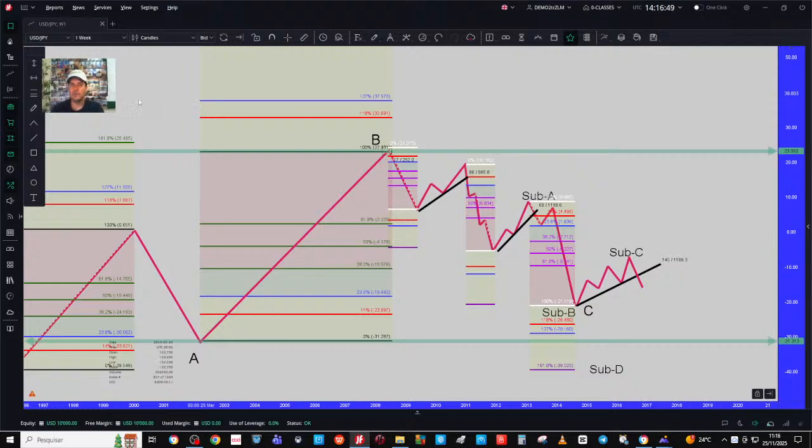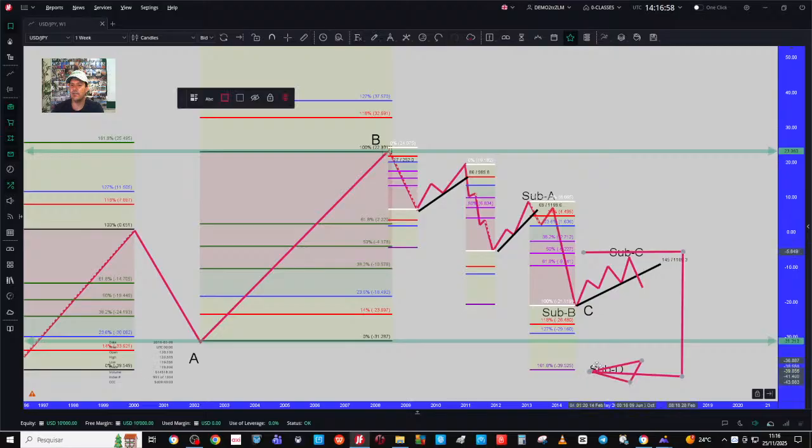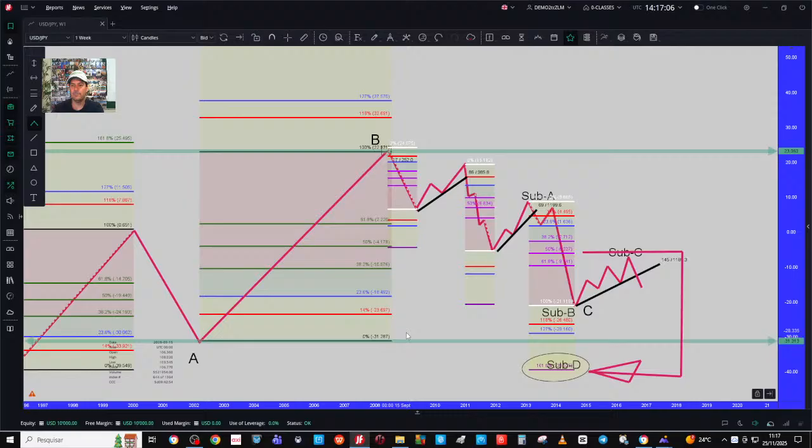If violet goes to violet, everybody, for the market to hit the sub D, it must break the capital A, yes or no?